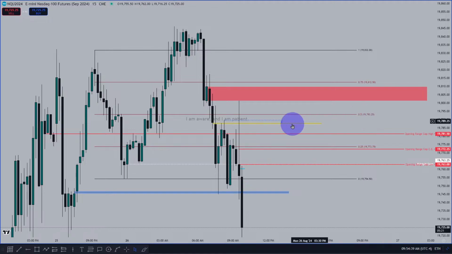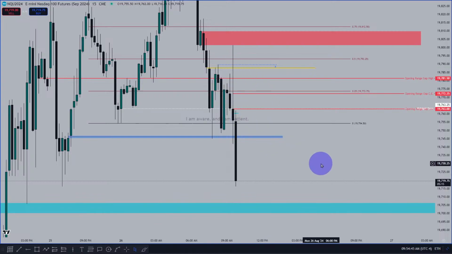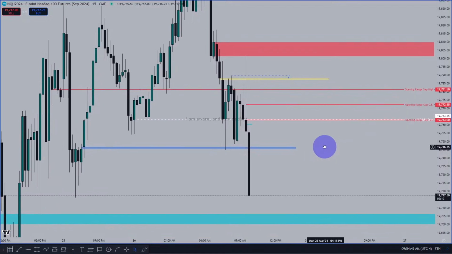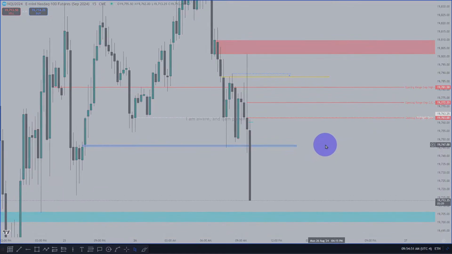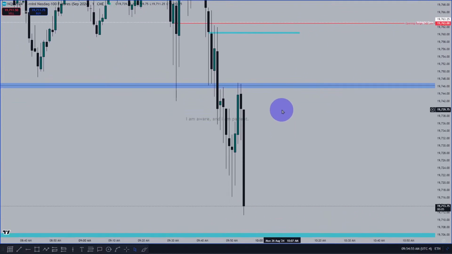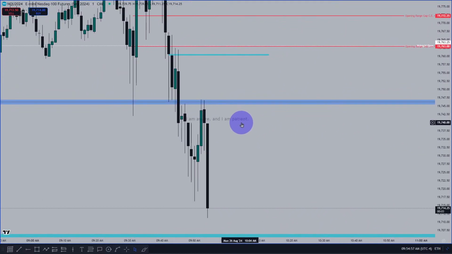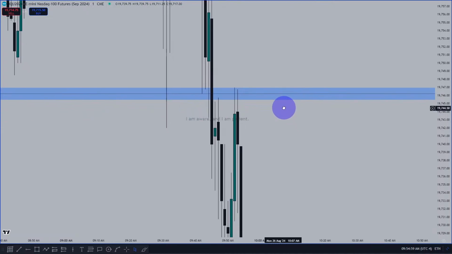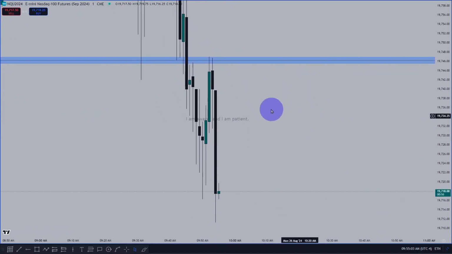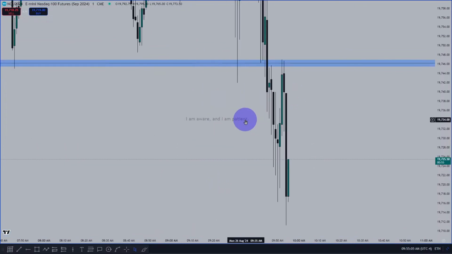And you can see that when price went up to there into the mitigation block, it started to move violently lower. So I would be framing my trades lower. And you can see this high here, whatever, this way lower.